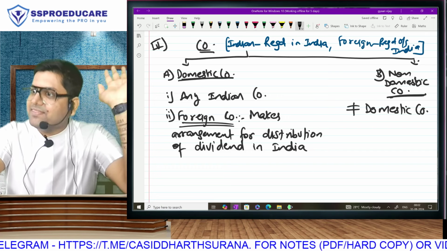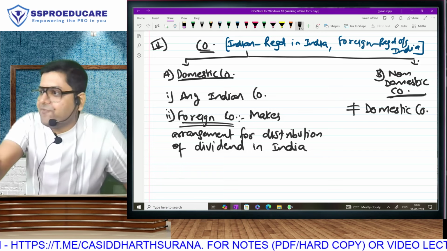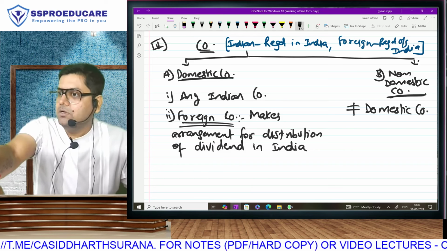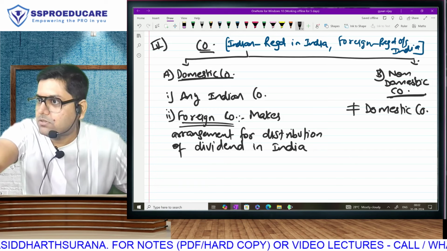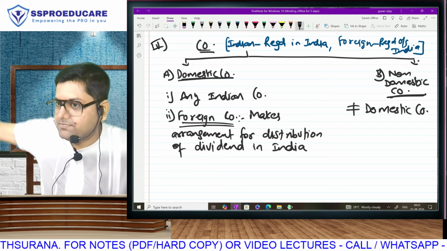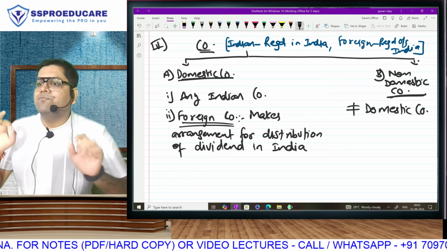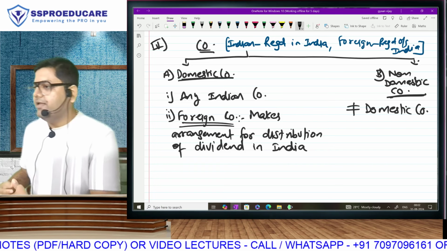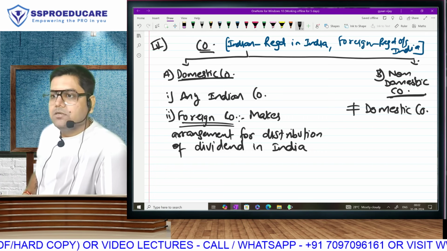If they give you dividend in their country, then they are a non-domestic company. But if Apple arranges for giving you the dividend in your Indian bank account, they transfer that dividend money into your Union Bank account, so Apple is a domestic company. Now you can check the definition. A foreign company that makes arrangement for distribution of dividend in India out of its income taxable in India will be considered as a domestic company.